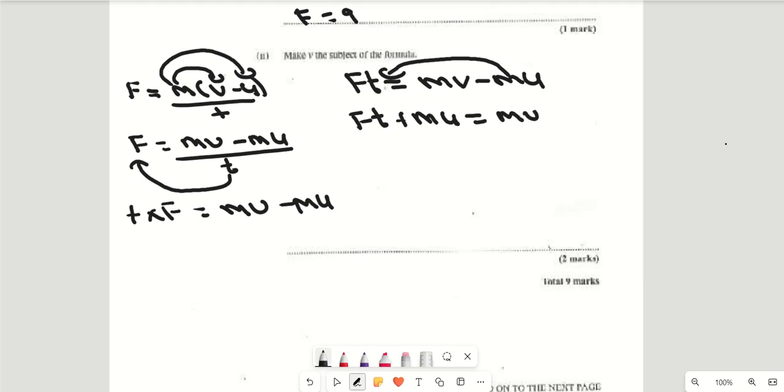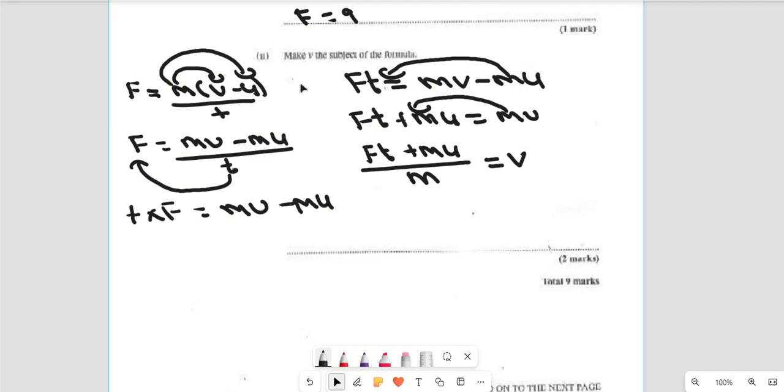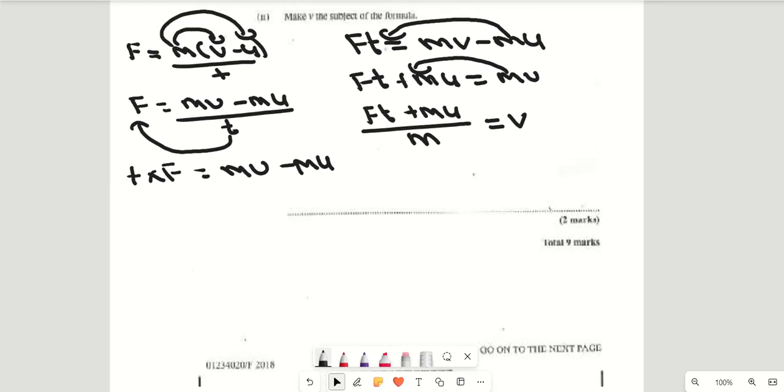Right, now we want to make V the subject, so we're going to carry across multiply by M, because remember the relationship between M and V is multiplication. So if we carry that across, it'll turn to divide. So FT plus MU all divided by M is equal to V. And that is the answer for the last part in this question. Right, and that is the end of May-June 2018, number 2.